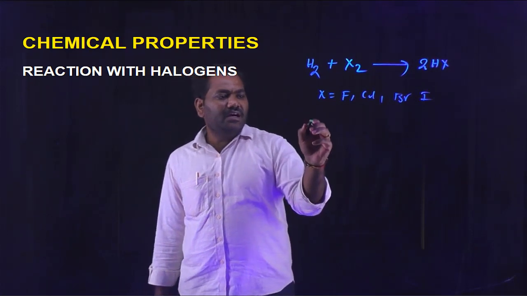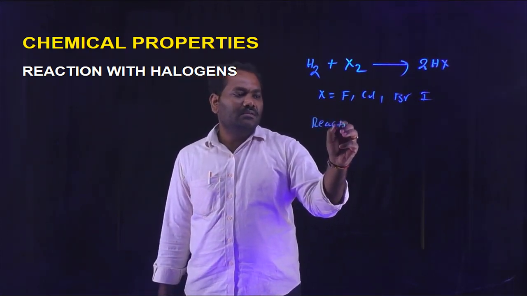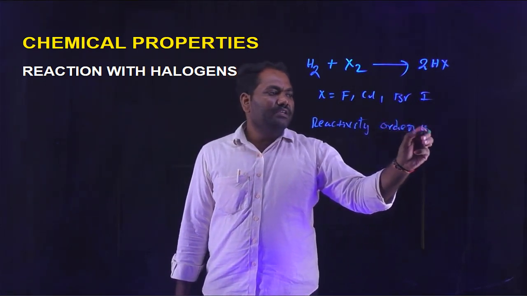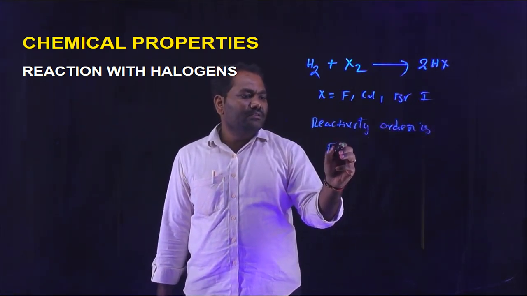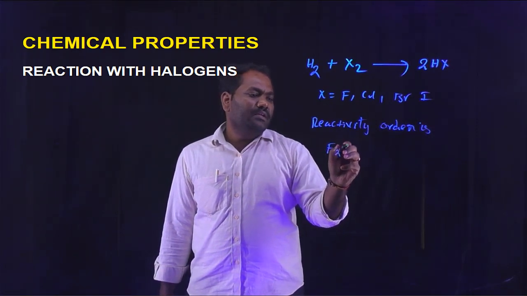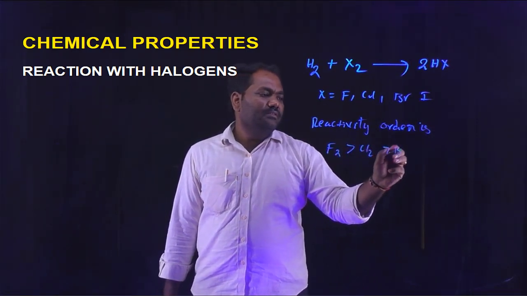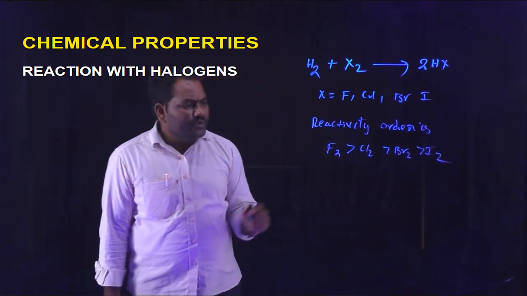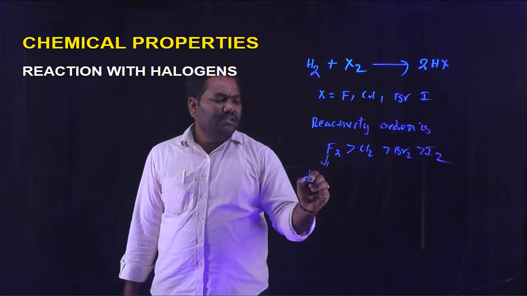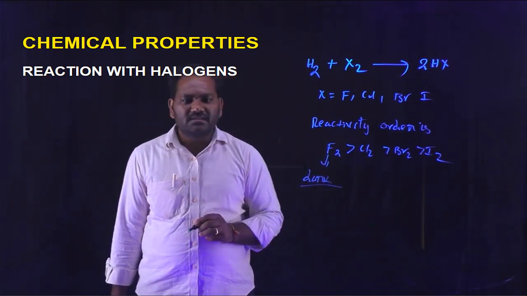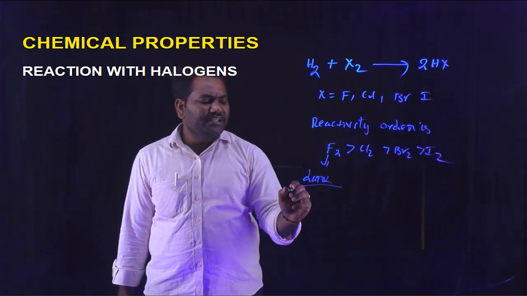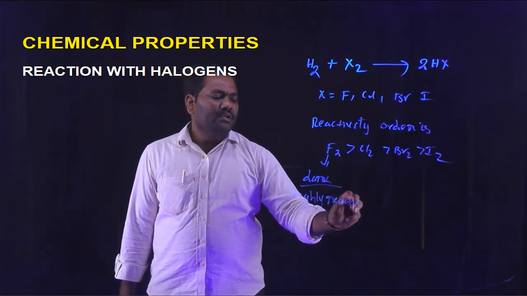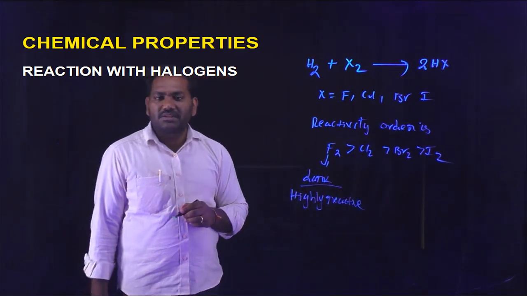The reactivity order is fluorine greater than chlorine greater than bromine greater than iodine. Here F2 reacts with hydrogen even in dark conditions. Fluorine is highly reactive. It reacts even in a dark room.